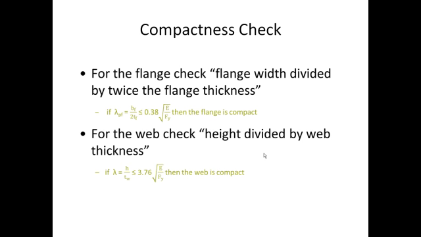Again, you can do these compactness checks, but most of the time when you're using an Fy 50 ksi steel, you're going to find that your beams are compact.